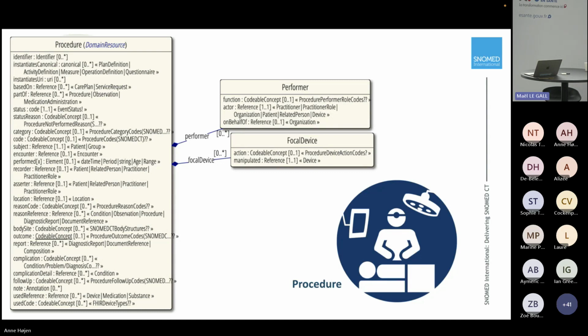This is the procedure resource. You can see it gets a bit more complex when it comes to procedure, but in essence, it's the same. So a procedure has a code. It relates to some person. Either it's the subject of the record, it may be a family member, it's something. It's a procedure that has been performed. There's some practitioner. There can be, I think, a verification. So there are many different types of information.